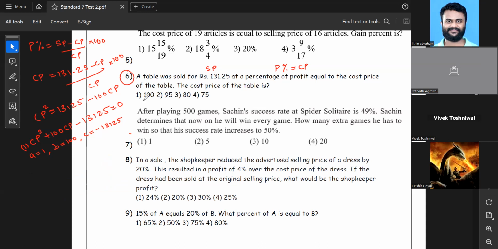Let me get back to you on this question. Profit percentage is equal to the cost price. Let me get back to you on this. Okay, dear children.